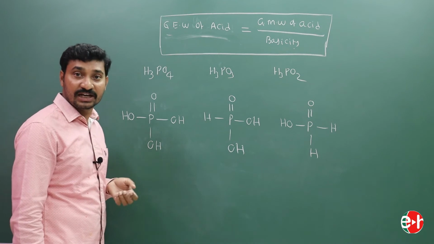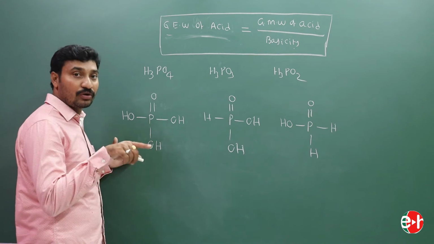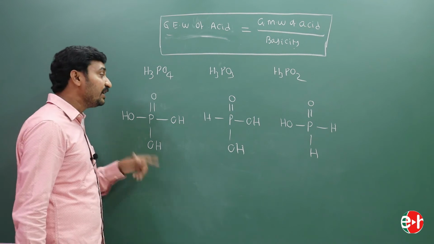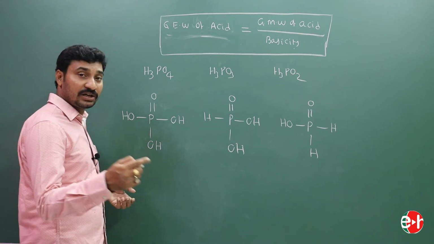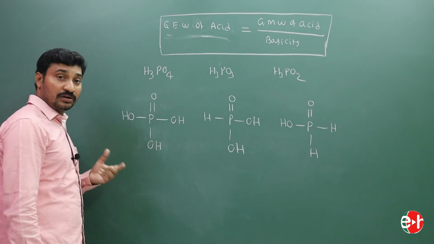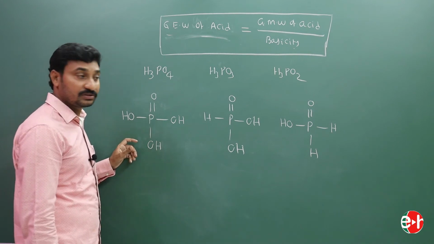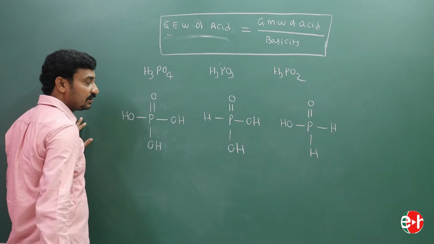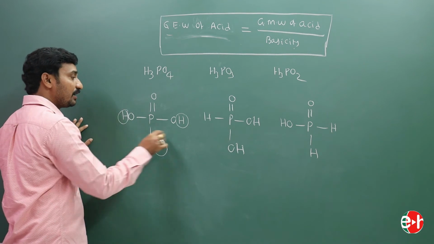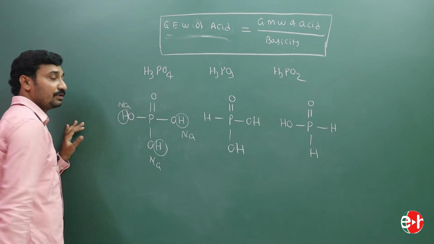Which hydrogen is replaced by a metal atom? The hydrogen that is attached to the oxygen, in the hydroxyl group, the OH group. The hydrogen directly connected to oxygen is the replaceable hydrogen. Here, how many hydroxyl groups are there? 3 hydroxyl groups, so all 3 hydrogen atoms are replaceable. This one is replaced by sodium, this one by sodium, and this one also by sodium.